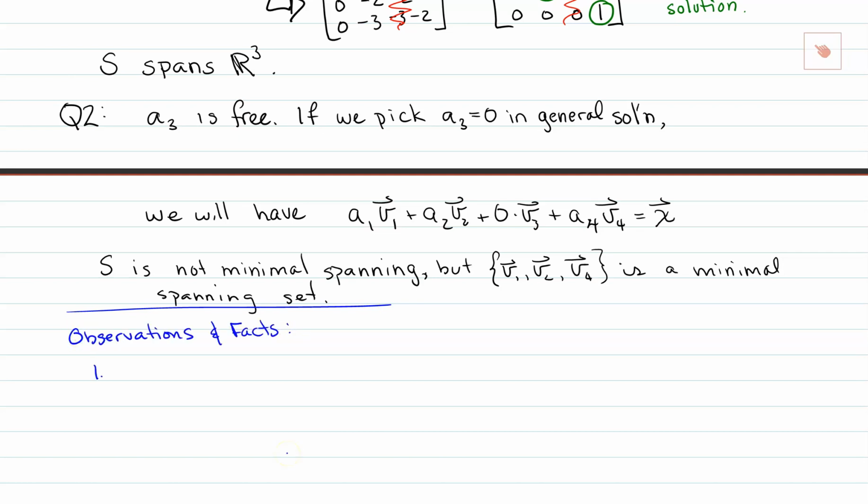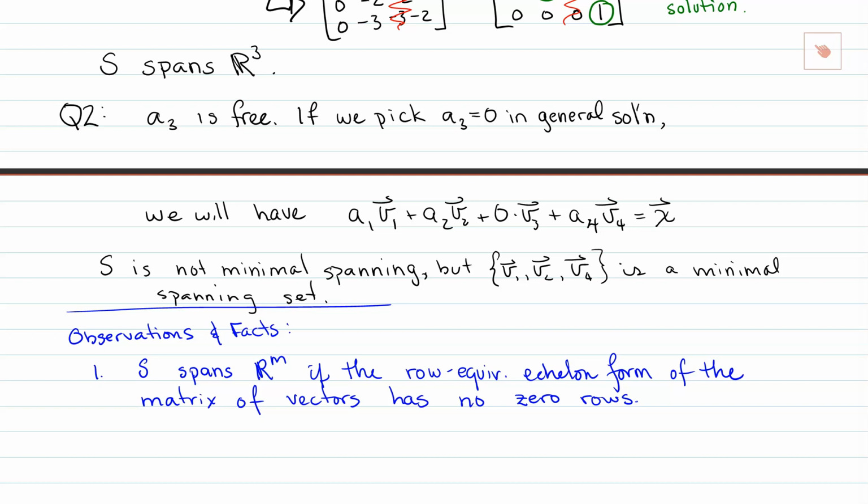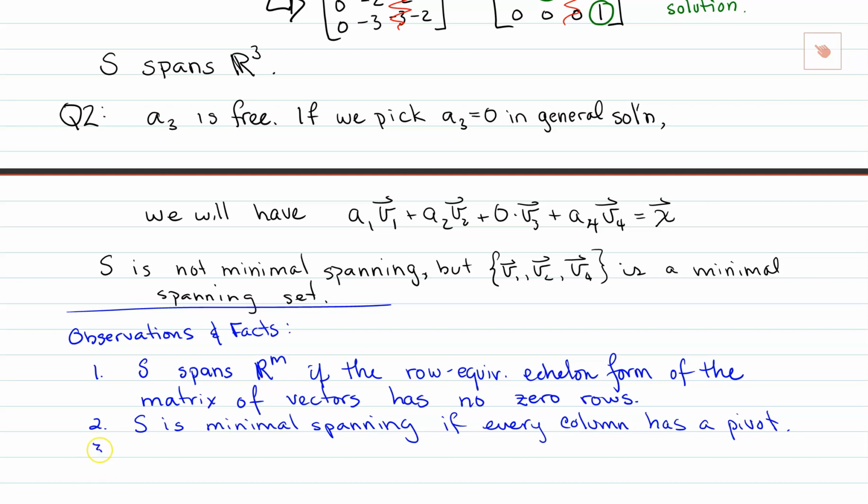First, a set of vectors spans all of Rm if that matrix that you construct has no 0 rows. Second, the set is minimal spanning if every column has a pivot, because a column corresponding to a free variable is an indication that the vector that corresponds to it is extraneous. So not only does the echelon form tell us whether or not it's a minimal spanning set, if it's not, it finds one for it. So the set of vectors which correspond to the columns that have pivots form a minimal spanning set.